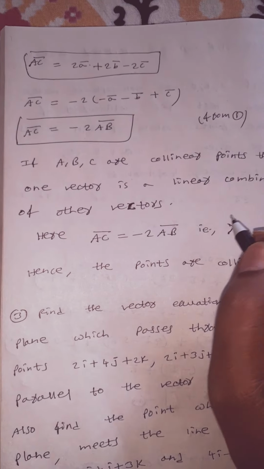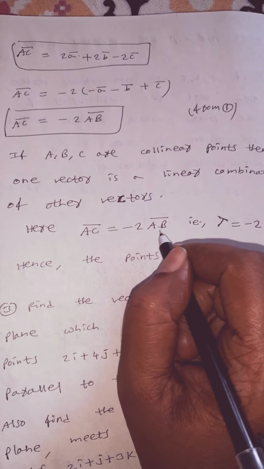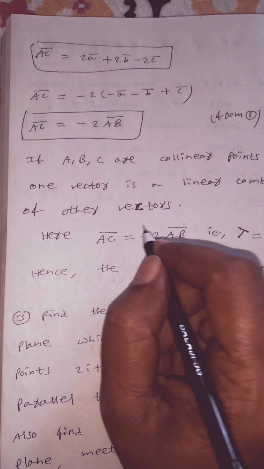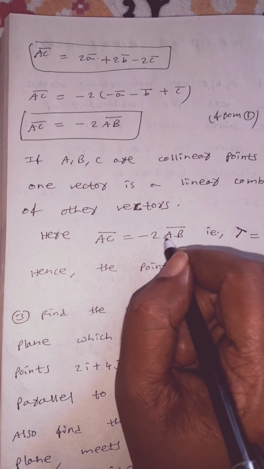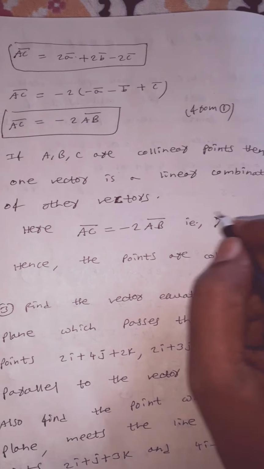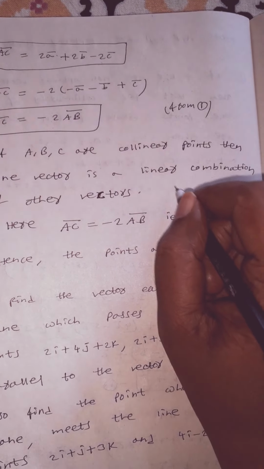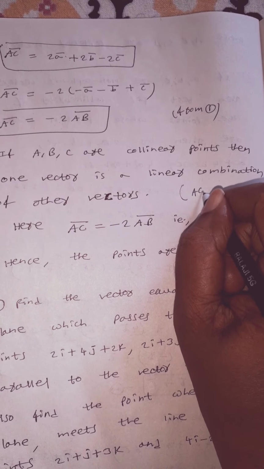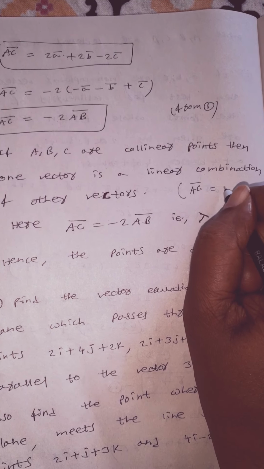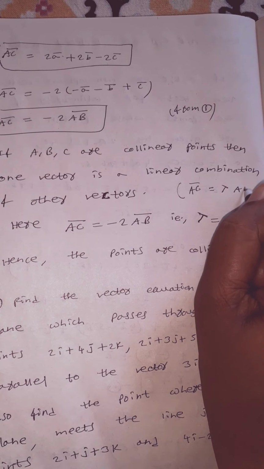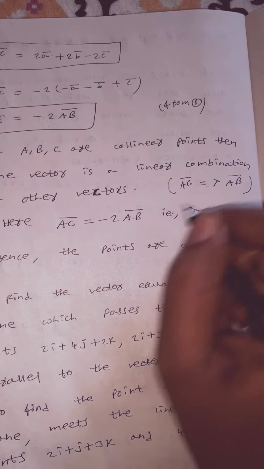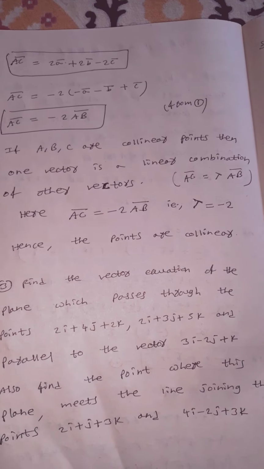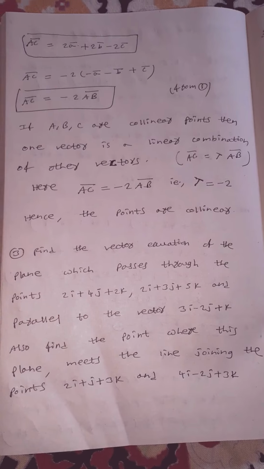So what is the formula, children? Lambda here. That's why I wrote the lambda value as minus 2. What is the formula, children? Here AC bar is equal to lambda into AB bar. So in place of lambda, here minus 2 is there. So in this way you will prove it, children.